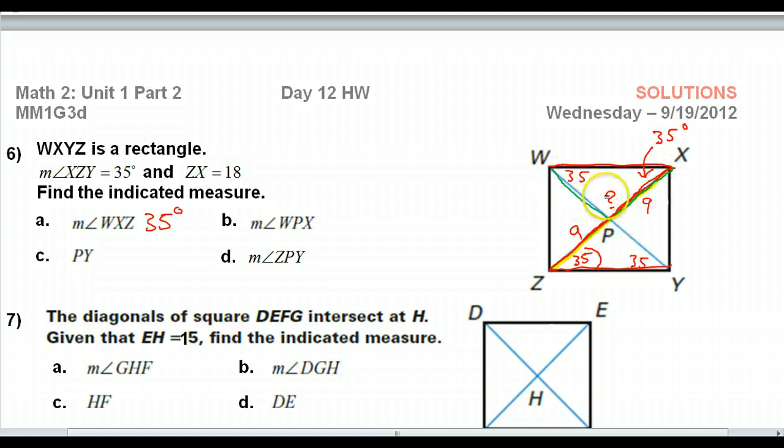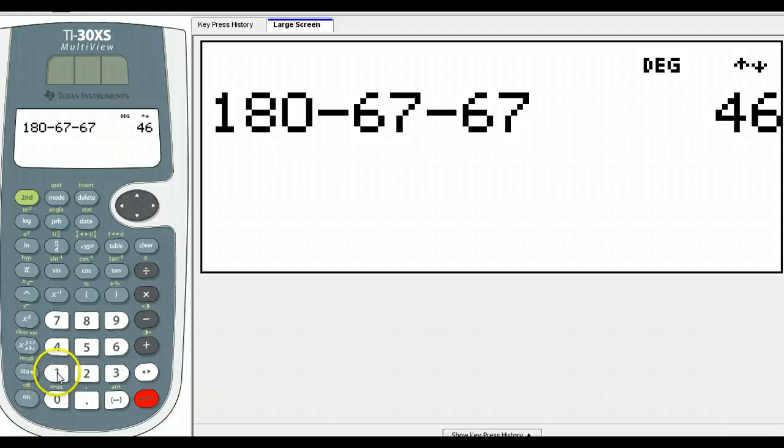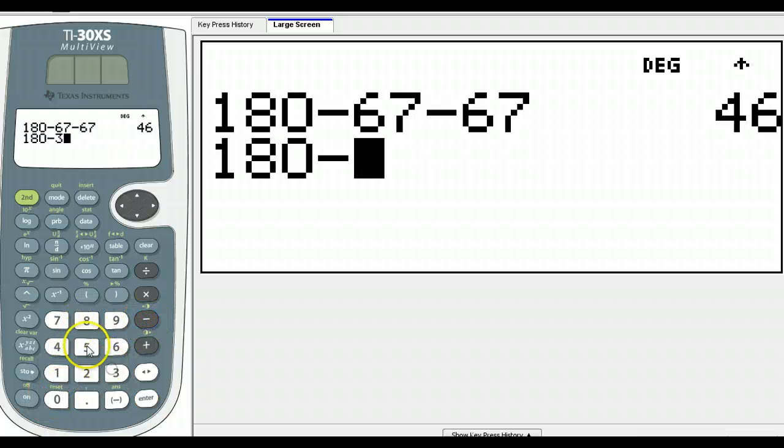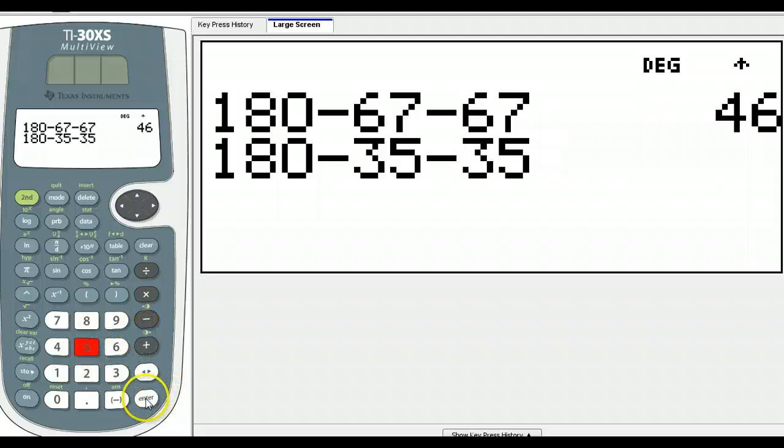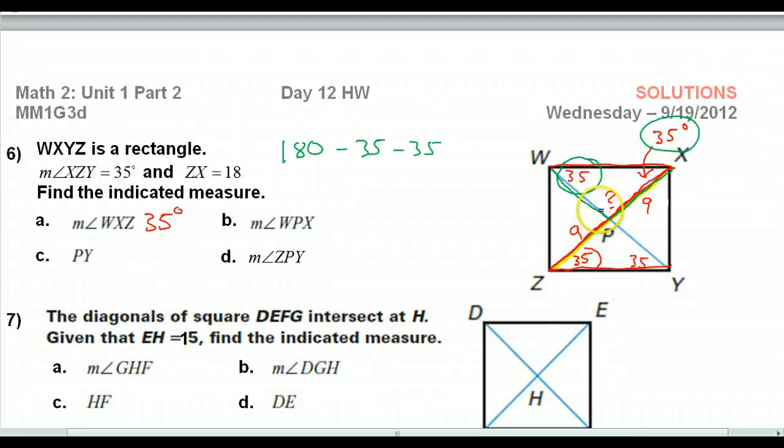WPX. So if I want to find this angle, I can just subtract from 180. We've got 35 degrees over here, 35 degrees over there. We can just subtract from 180. So I'm going to do 180 minus 35 minus 35. If I do that, I get 110. Okay, so this angle WPX is going to be 110 degrees.